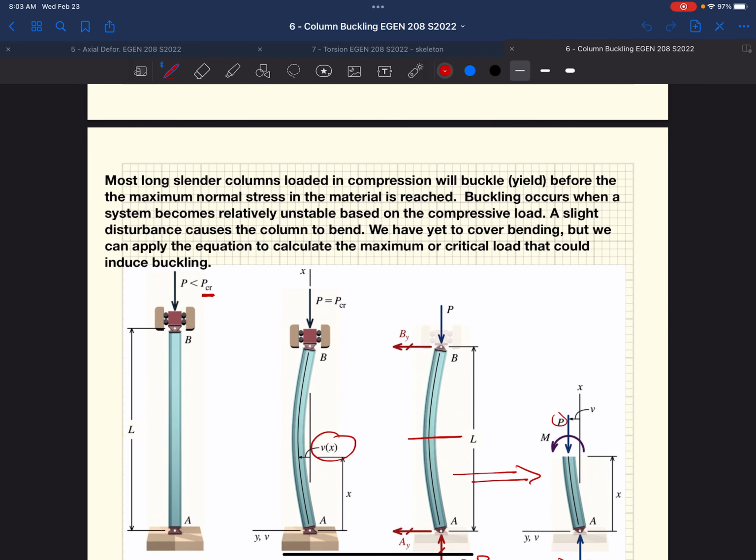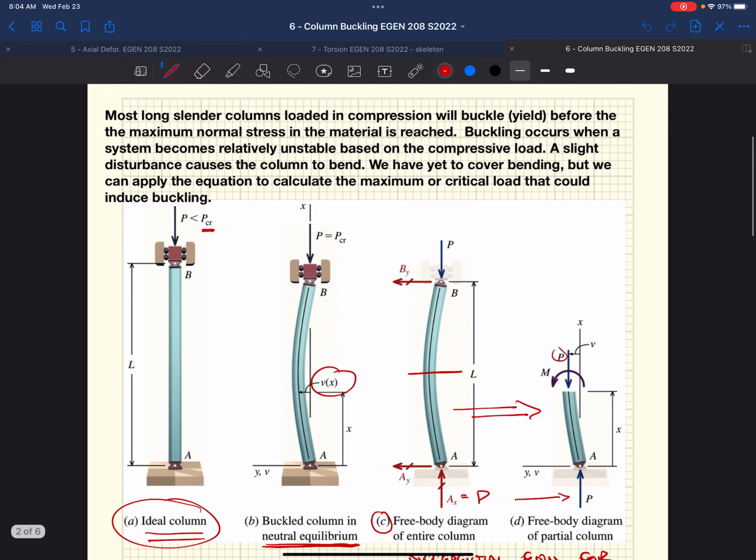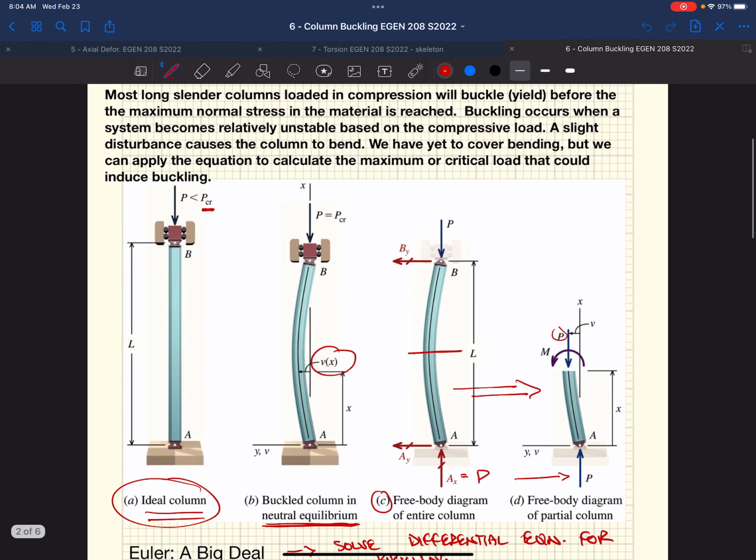And so we want to make sure that we analyze it and compute the capacity of our columns precisely, as closely as we can. And then obviously we're going to add factors of safety in the real world to account for the fact that this is something we don't want to see.